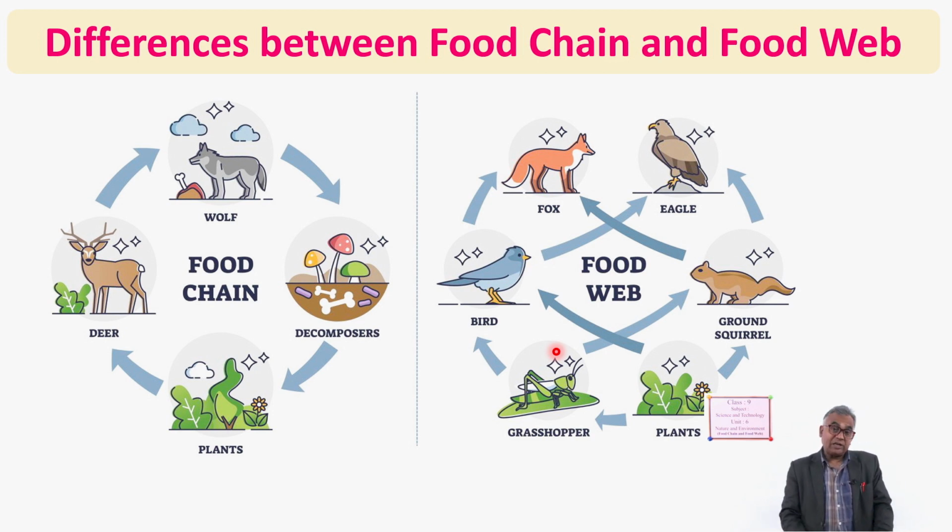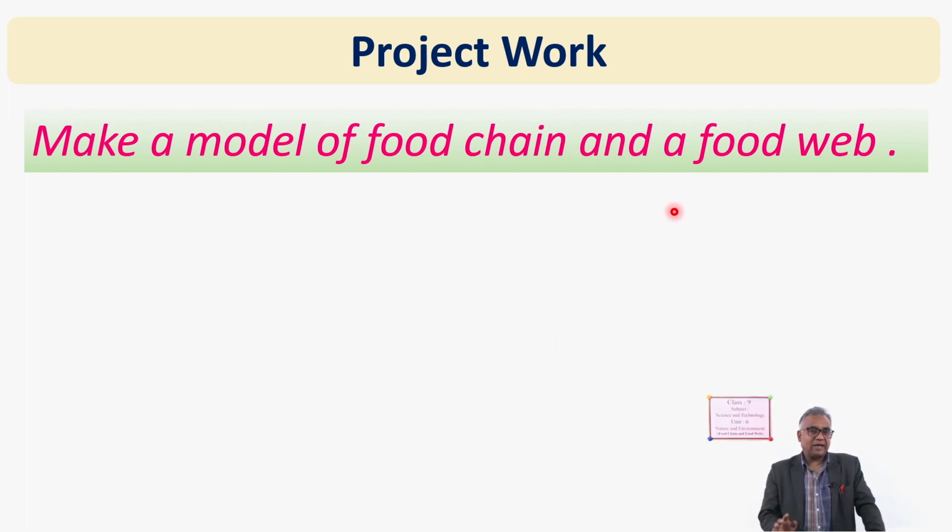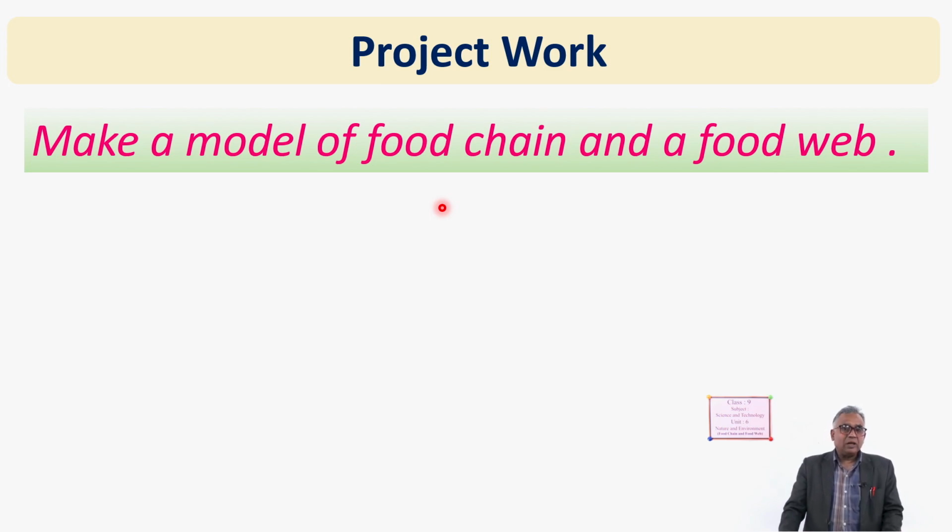Okay. And one project work I am giving you, you have to make a model of food chain and food web. For that, you can make a chart also. You can paste pictures also to show food chain and food web. There are different methods by which you can make the chart, that model. Or you can make this food chain and food web on a horizontal surface, cardboard, by using toy animals and some toy plants. There are plastic plants and animals available around us in the market. So by using them, you can make a very nice model of food chain and food web. Okay, so you will do that.